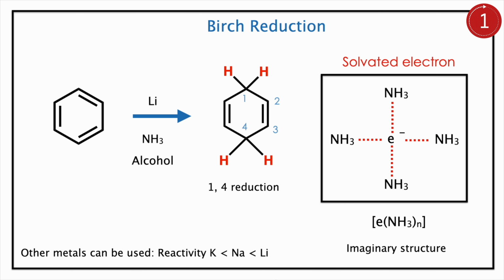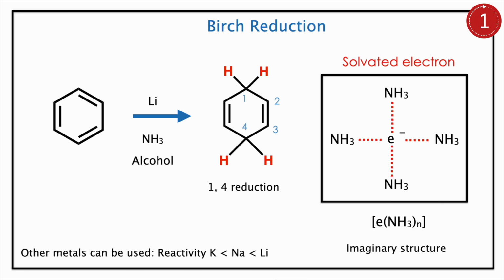First, let us see what is Birch reduction. Birch reduction is a unique reaction. It involves the reagent metal in ammonia. You are using alcohol for a hydrogen source. The metal provides the electron. The electron forms a complex with ammonia. You can say it's a solvated electron. Electron at center, ammonia stabilizes it. It is a kind of electron ammonia complex.